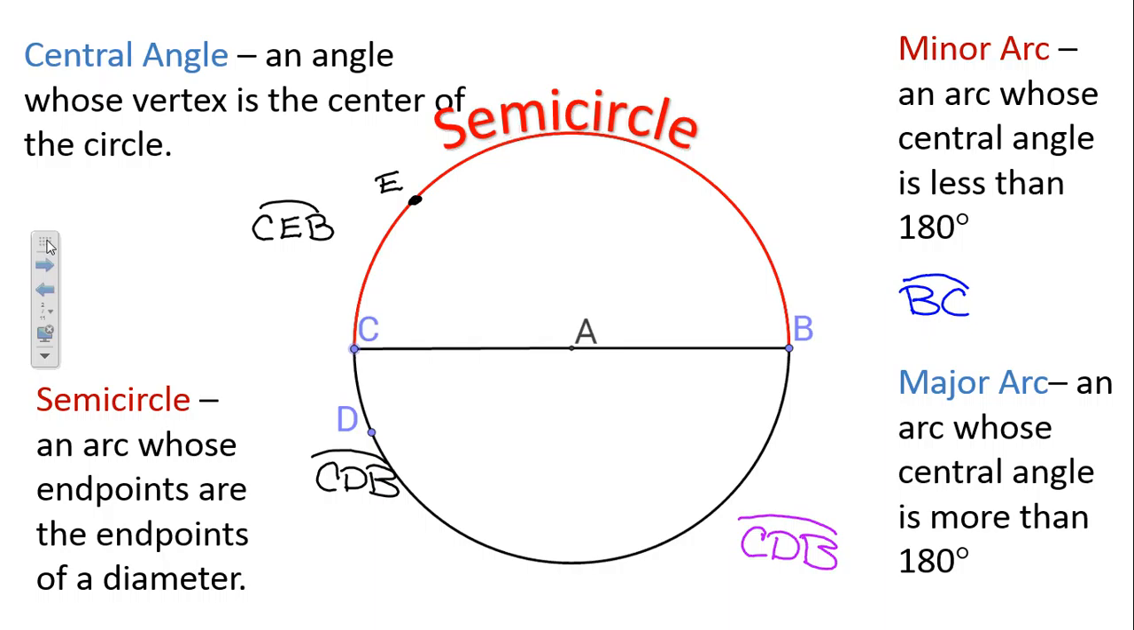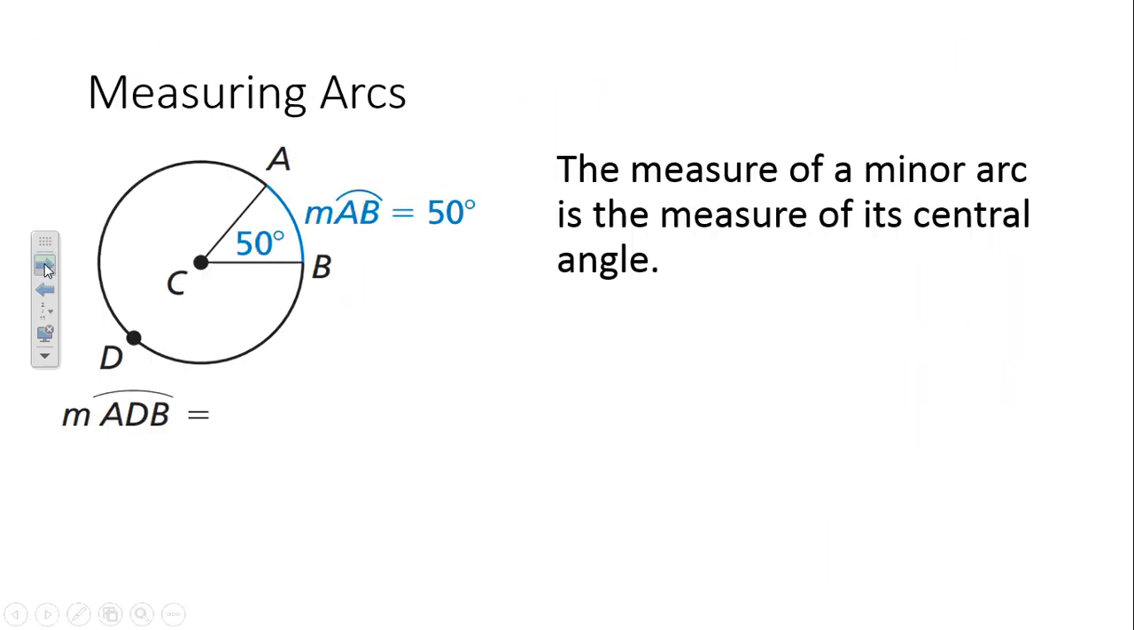All right, we ready for the next slide? Okay, so the next slide says that when we measure arcs, our book is going to ask us to find the measure of arc AB. Notice the letter M in front. They said that since central angle ACB is 50 degrees, then that arc has a measure of 50 degrees. The arc created by the central angle has the same measure as the central angle itself.